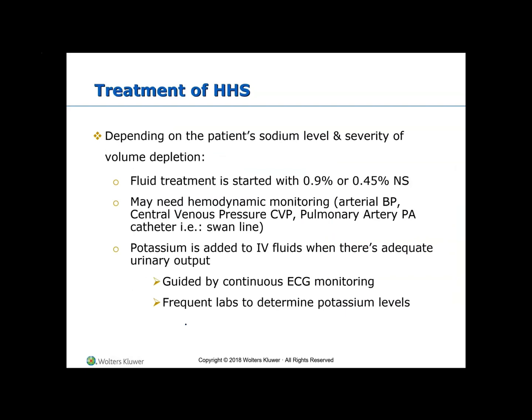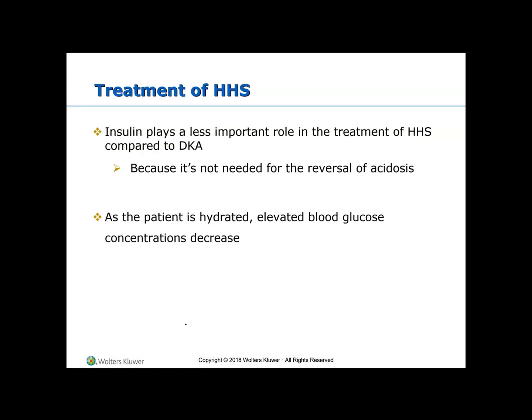Fluid treatment starts off with normal saline or half normal saline. You may need hemodynamic monitoring: BP, CVCs, pulmonary artery pressures. Potassium is added to IV fluids when there's adequate urinary output, guided by continuous monitoring and frequent labs to determine potassium levels. Notice a lot of these things are following the same pathway: rehydration, monitoring electrolytes. Insulin plays a less important role in treatment of HHS because you don't need to worry about reversal of the acidosis.